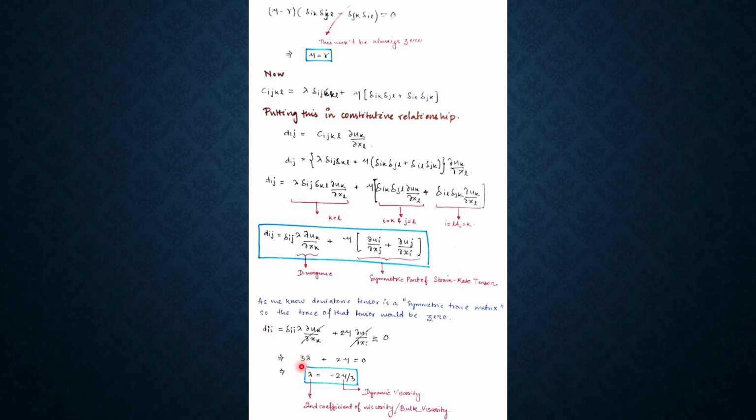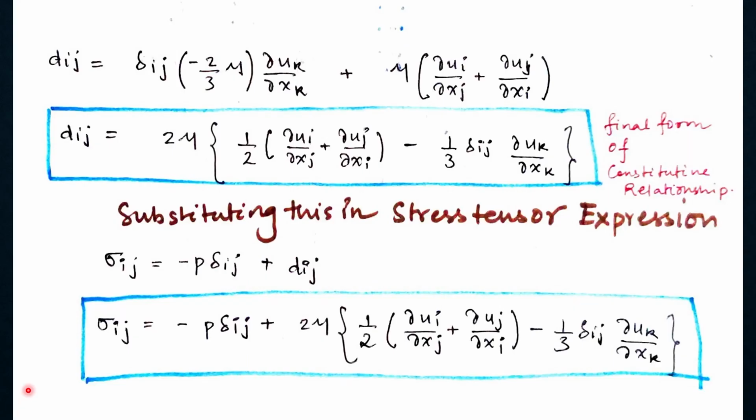So now we put this value of lambda into the expression for the D_ij and end up with an expression that looks like D_ij equals 2 mu times half of (∂u_i/∂x_j plus ∂u_j/∂x_i) minus 1/3 of delta_ij ∂u_k/∂x_k. So this is the final form of the constitutive relationship, and when we substitute this in the stress tensor expression, that is sigma_ij equals minus p delta_ij plus T_ij, we end up with an expression that is like this.